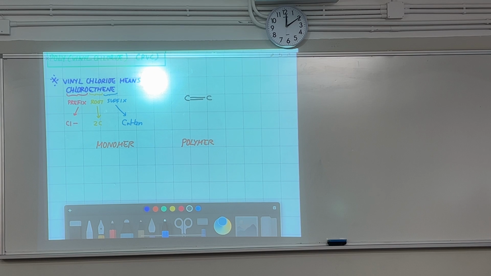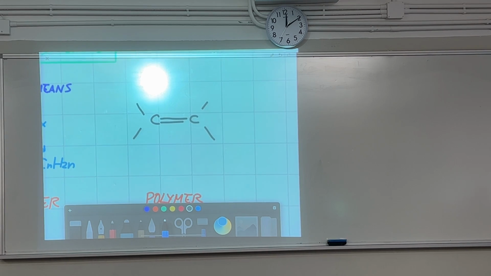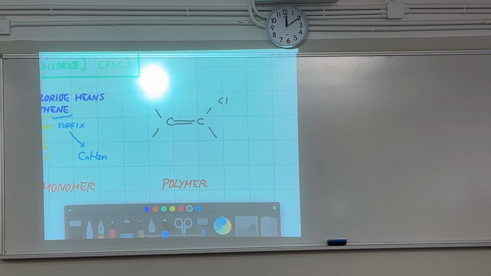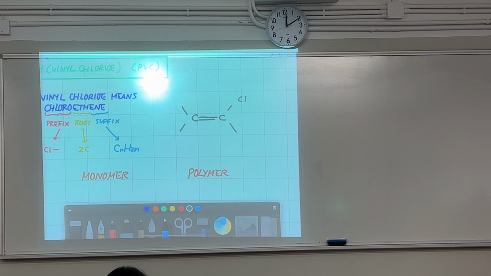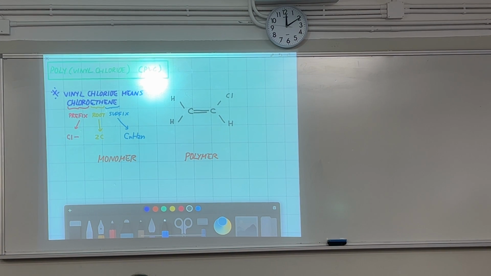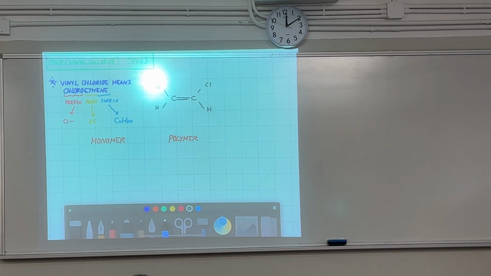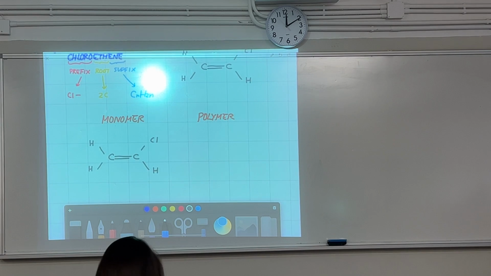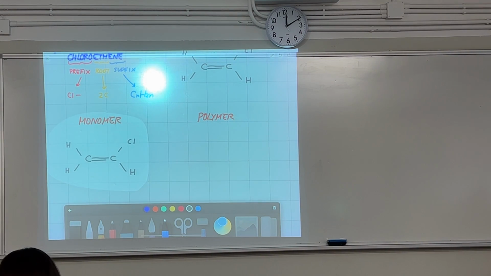So that means we can now draw 2 carbons connected by a double bond, and then there should be a Cl somewhere. Anywhere will do. You can put Cl at any of these 4 corners. I will just put it here. That will be the same structure. So then the remaining atoms must be H. So this is chloroethene.